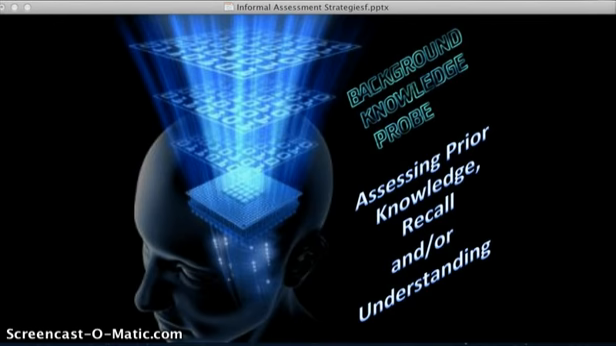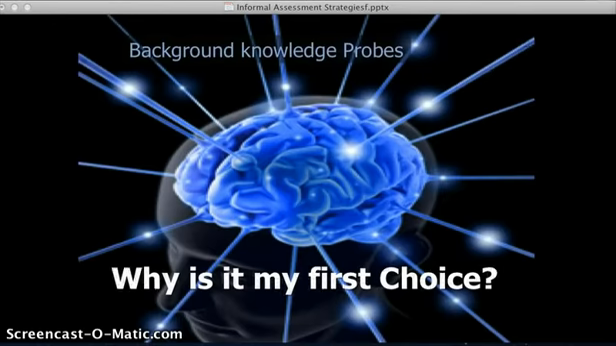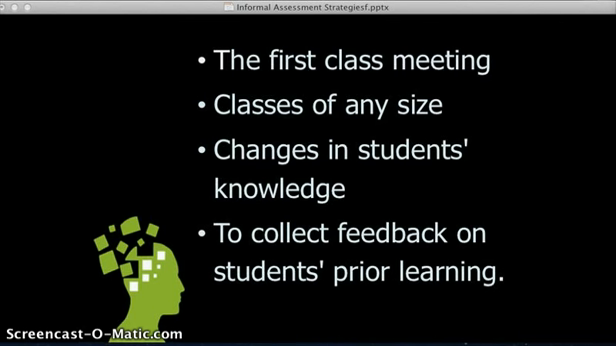I remember one quote of Plutarch, that the mind is not a vessel to be filled, but a fire to be kindled. That is what I believe in when I enter my classroom. So the background knowledge probe is my favorite and fits everywhere, because it can be used as early as the first class meeting and it goes well with any class size.